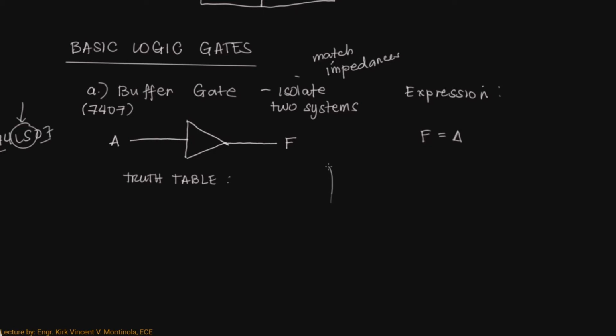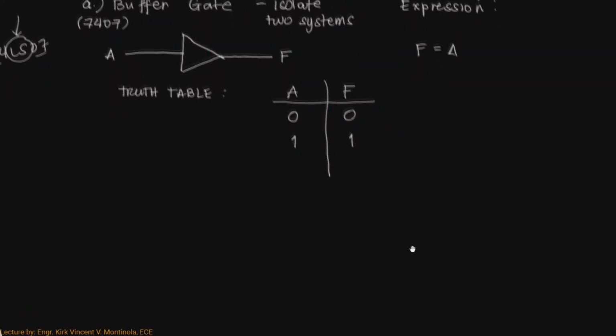Okay, so we have a truth table. Your input is A and your output is F. Okay, so F equals A, so whatever your input yields the same output. So if you have 0, then output 0, then your input is 1, then you have an output of 1. Okay, so that is for your buffer gate.